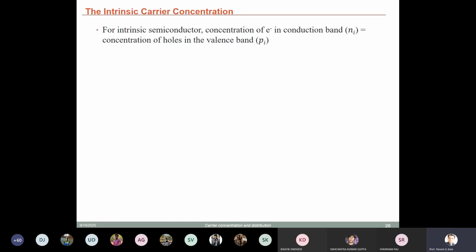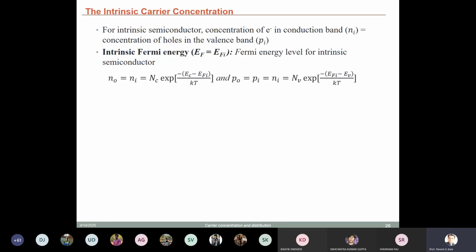Okay. So now we know that the intrinsic carrier concentration Ni should be equal to Pi. At the point when we have established the equilibrium between these two carriers, the intrinsic energy level has to be equal to the Fermi energy level. We have also said that it would qualitatively be in between the two, and to retain the symmetry, it should be exactly in between.